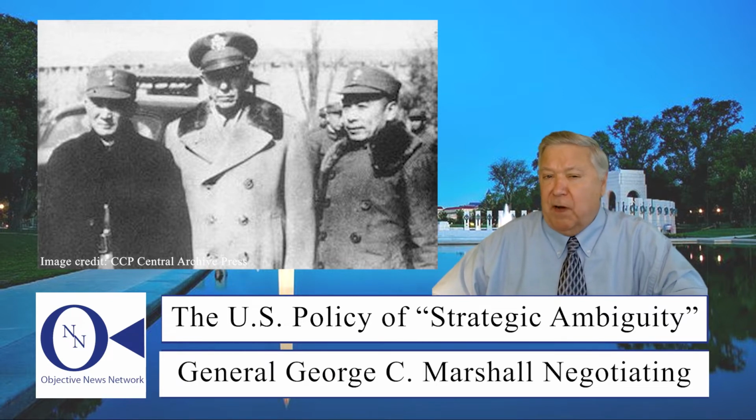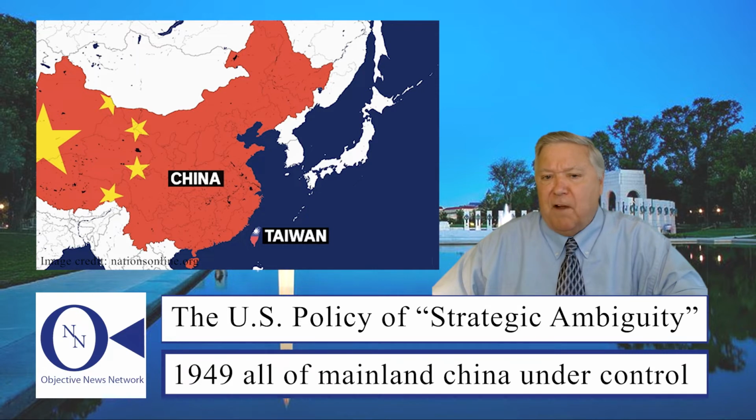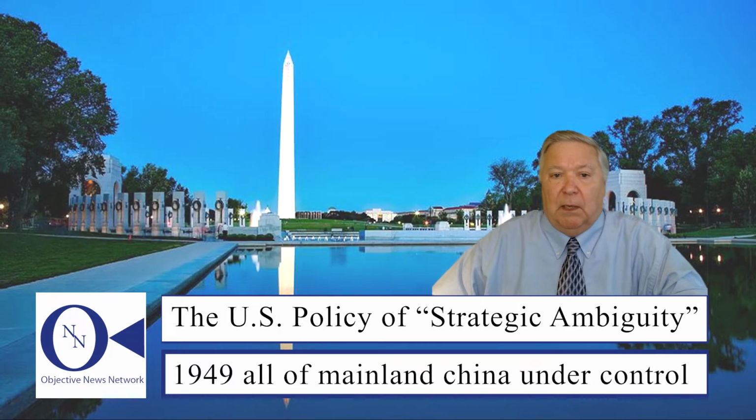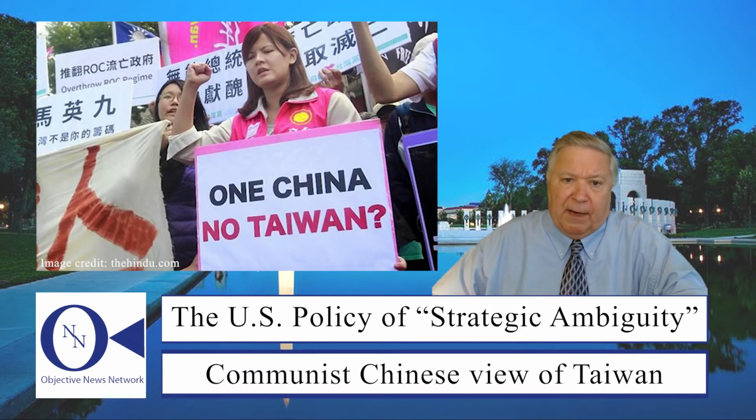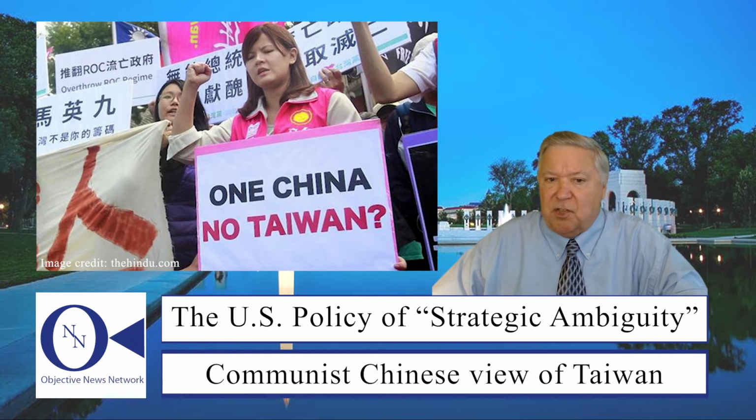By 1947, however, Marshall had failed and left China as nationalists and communist extremists continued to wage all-out civil war. By the end of 1945, virtually all of mainland China was under communist control. The nationalists eventually all fled to Formosa, the area that we now know as Taiwan, with the continuing support of the United States. To this day, the Communist Chinese government does not recognize Taiwan as independent and maintains that Taiwan rightfully remains a province of China.